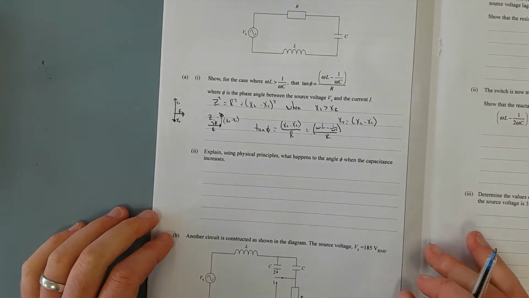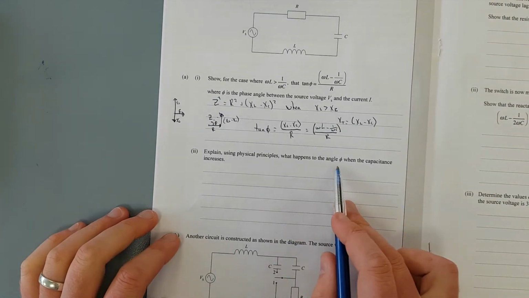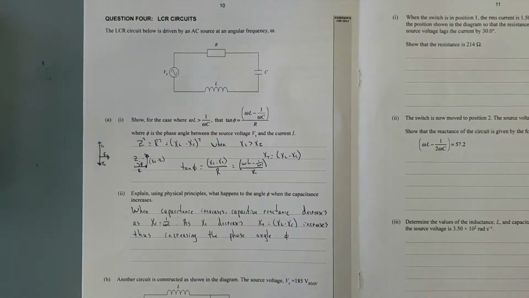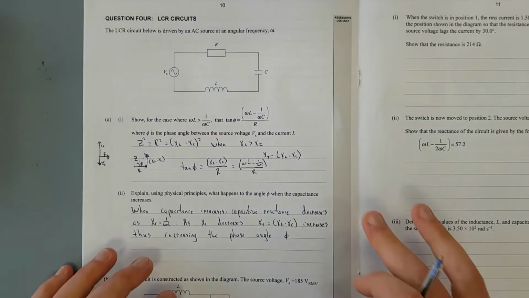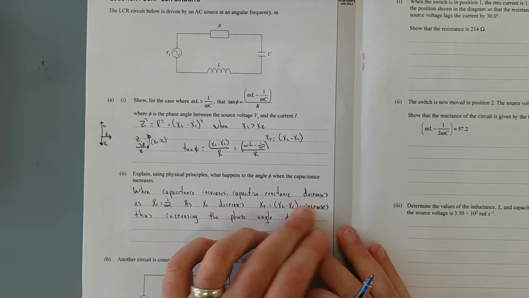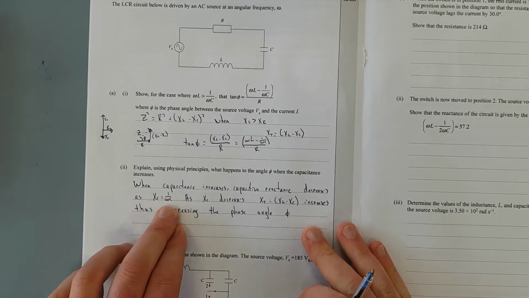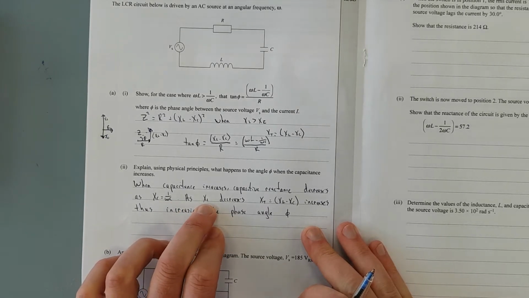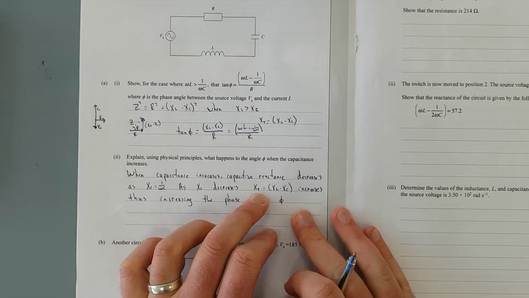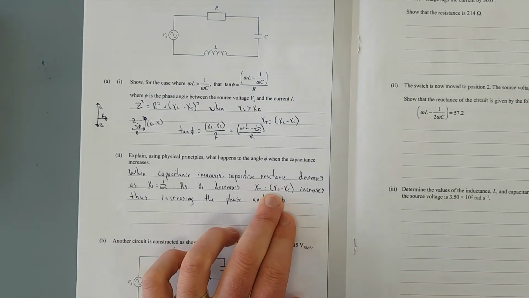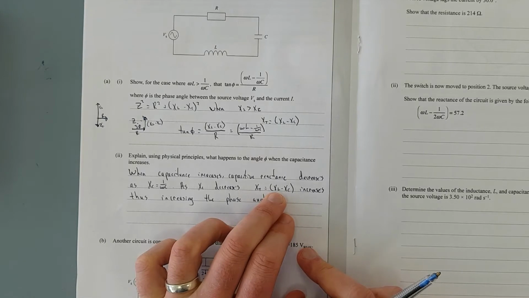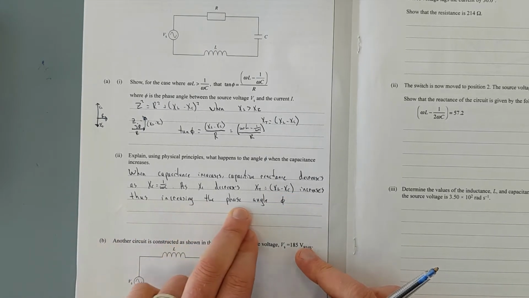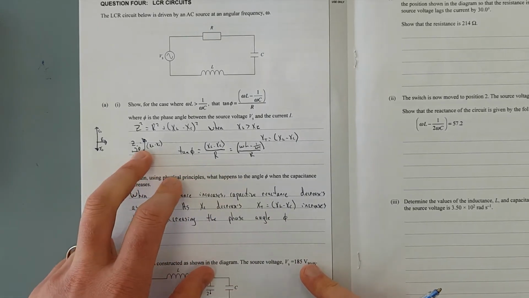Explain using physics principles what happens to the angle phi when the capacitance increases. So I'll pause the video, answer it, and then go. So I've said when capacitance increases, capacitive reactance decreases, as the reactance is the inverse of the frequency times the capacitance. So as the capacitive reactance XC decreases, the total reactance increases, because total reactance is the reactance of the inductor minus the reactance of the capacitor, thus increasing the phase angle phi, which you can pretty much see up there.